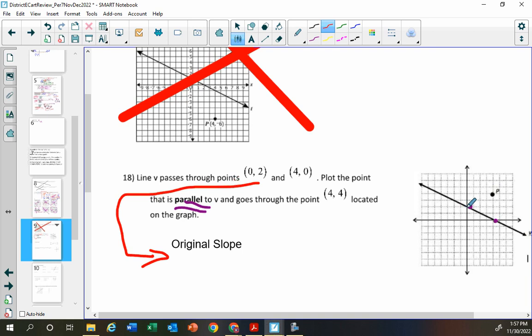Well, how far did we go down from 0, 2? So this is 0, 2. We went down 2. It's going to be minus 2. And then, how far to the right did we go? 4. So original slope, negative 2 over 4. Can you simplify negative 2 over 4? Negative 1/2. Yeah, you're right, Elmer. It is negative 1/2.